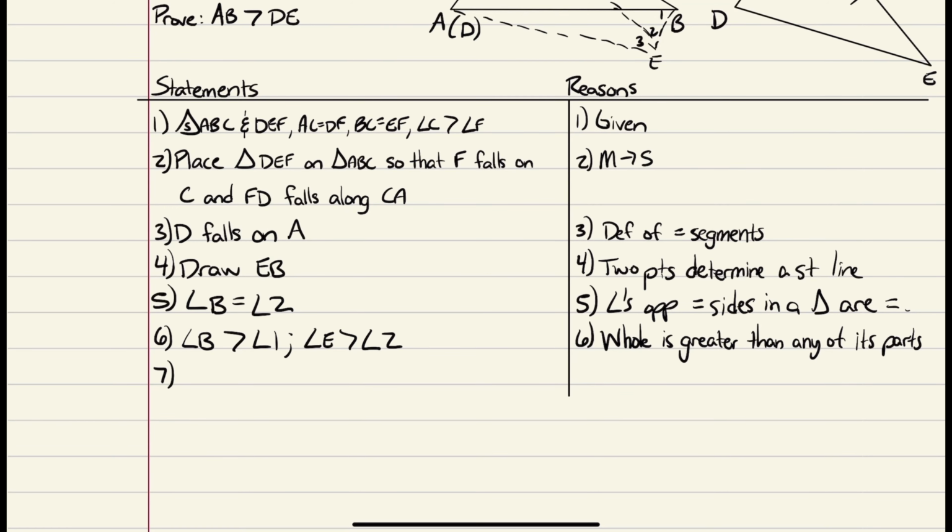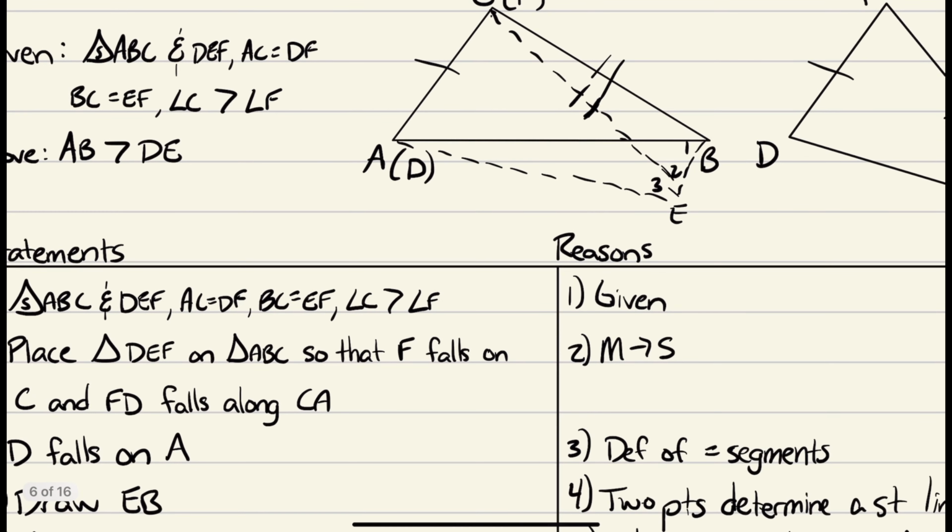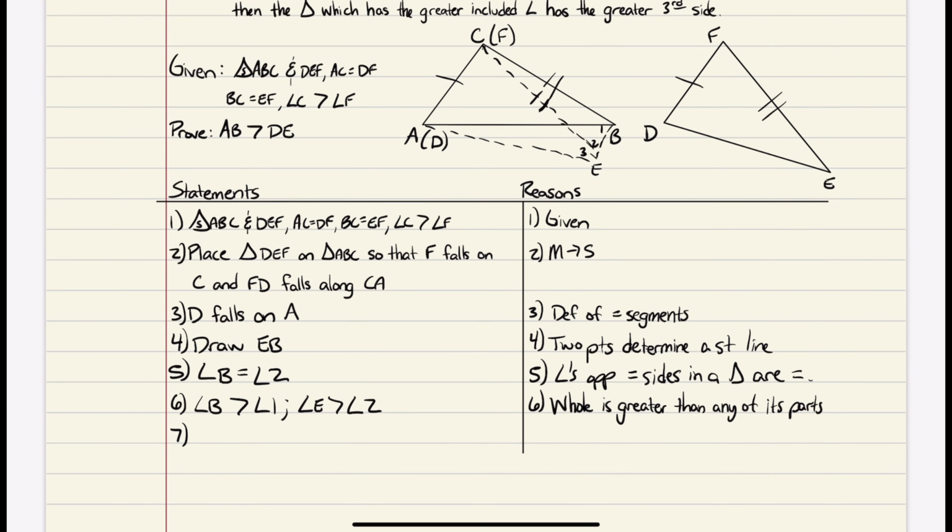Number 7. We can now state this with the information we have stated in our proof. We can now say that this angle, this base angle of the isosceles triangle, is greater than angle 1, which is part of the other base angle. We've already stated that these two angles are equal, so if this is smaller than that, then this has to be bigger than the part. So angle 2 is greater than angle 1.